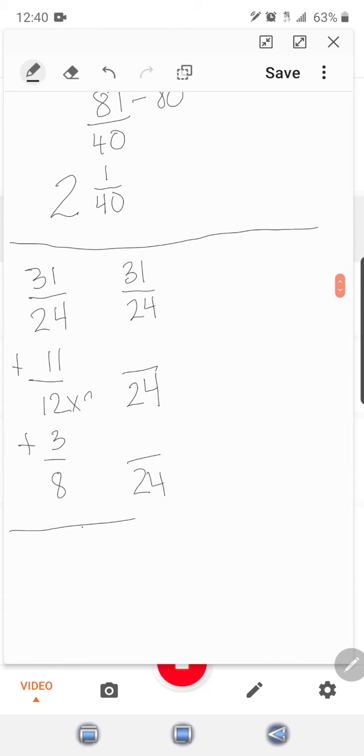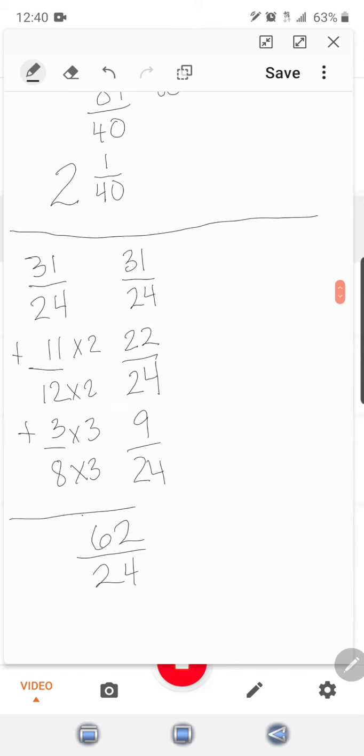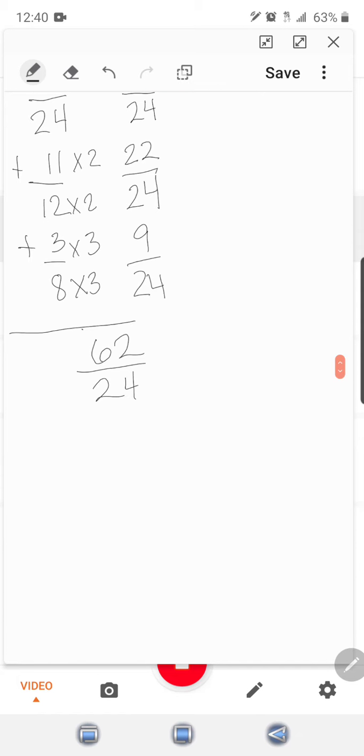Okay, now 12 times 2, 11 times 2, and 3, and 3. So 31, 22, and 9, we're going to add together because we already have a common denominator. And it comes out to 62 over 24. We know that this can't be, so how many times does 24 go into 62? Well, we can say 2, so 2 times 24 is 48, so 62 minus 48 will give us 14 24ths.